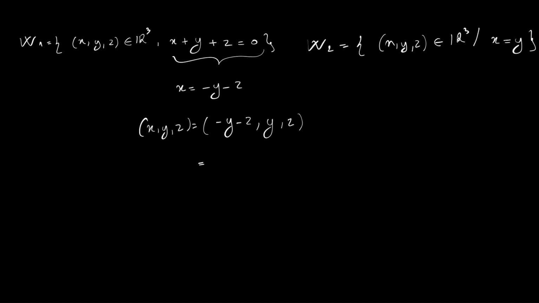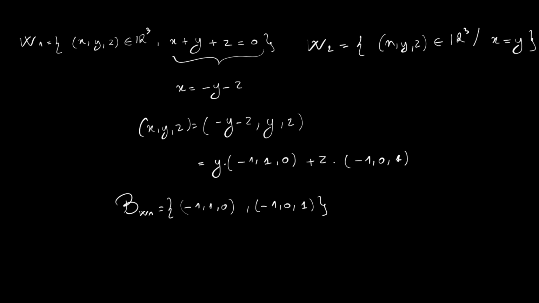Next, we separate the variables y and z, and we can write y multiplied by the vector minus 1, 1, 0 plus z times the vector minus 1, 0, 1. These two vectors span W1. Since they are clearly not multiples of each other, they are linearly independent. So the basis of W1 is this family of vectors.